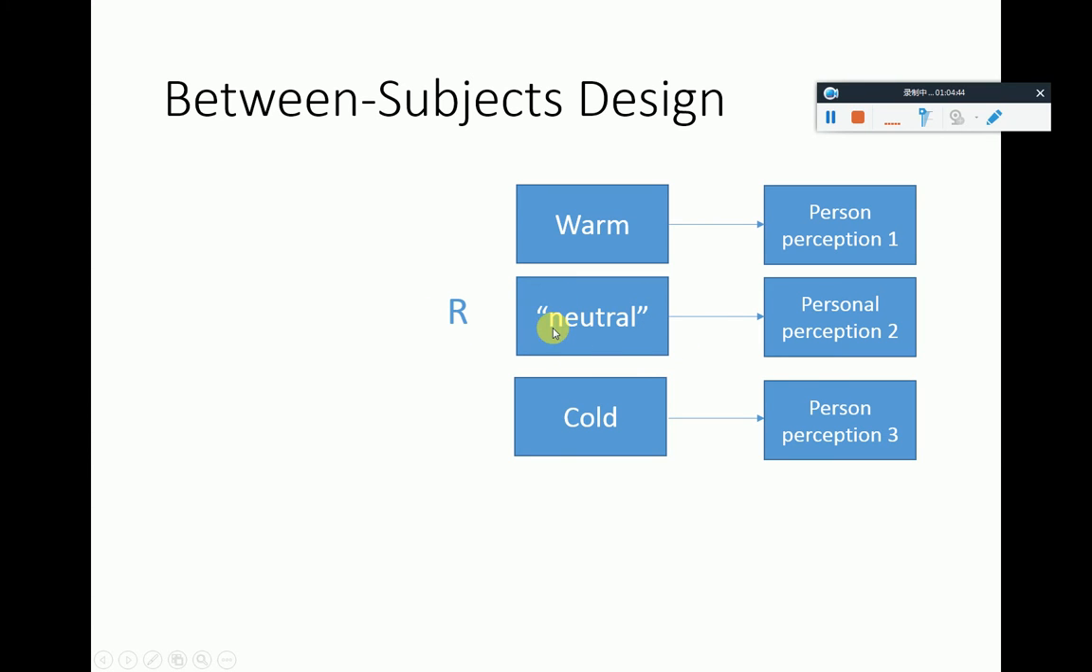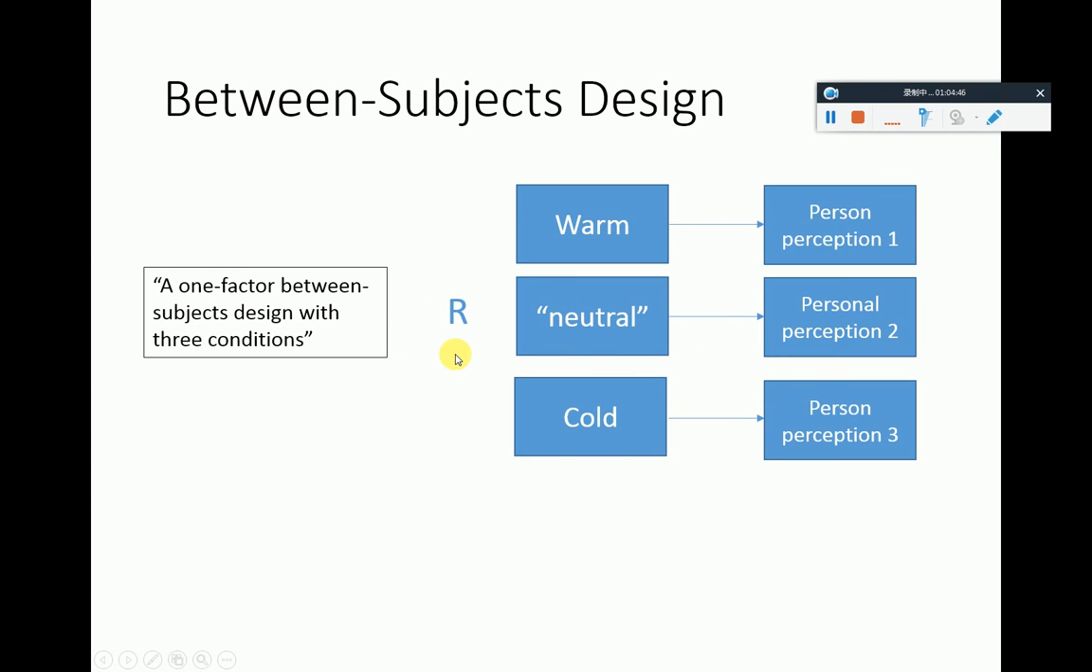So we'll call this the neutral condition. In this case, we call it a one factor design because all these three things are the values of the same factor, interpersonal warmth. It is a between subject design because through randomization, different people are assigned to different conditions. And later on, we'll compare the differences between these participants who are assigned to these different conditions.